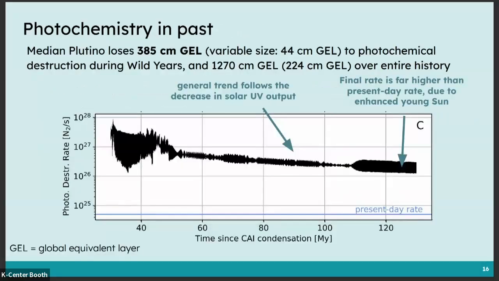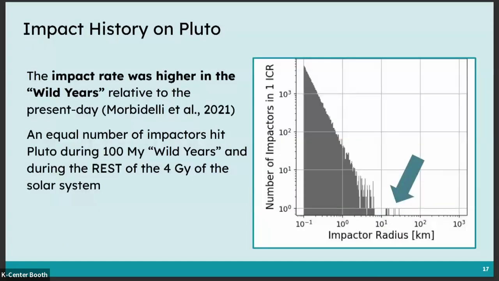And what we find when we look at photochemistry is that it's a larger effect than atmospheric escape, so something like 400 centimeters global equivalent layer of loss of nitrogen. But I will show you again in a couple slides, that's actually still just a drop in the bucket compared to what's presently in Sputnik Planitia. So photochemistry was not the holy grail of nitrogen loss on Pluto. It was also fairly minimal over the age of the solar system.